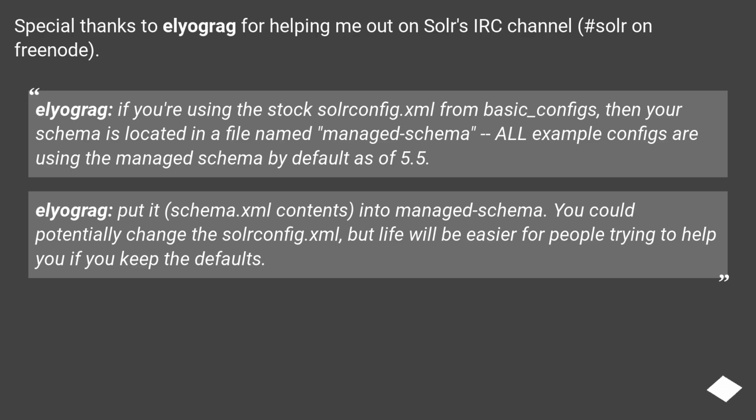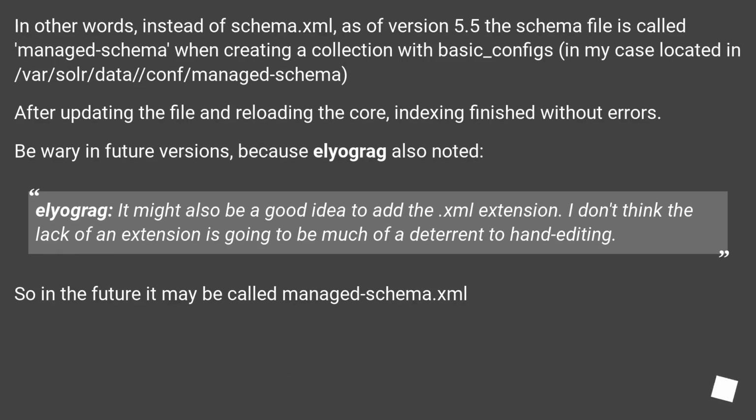You could potentially change the solrconfig.xml, but life will be easier for people trying to help you if you keep the defaults. In other words, instead of schema.xml, as of version 5.5 the schema file is called managed-schema when creating a collection with basic_configs, in my case located in the conf directory. After updating the file and reloading the core, indexing finished without errors.